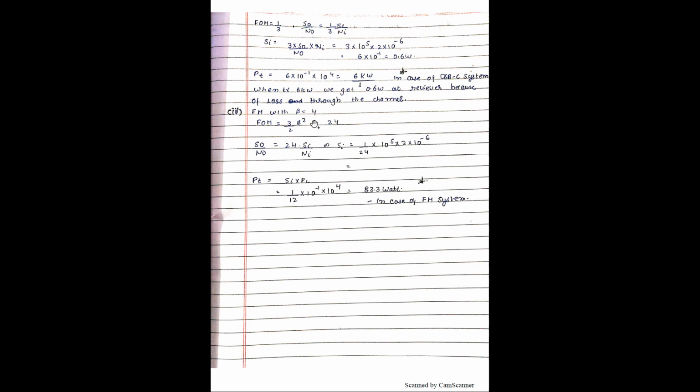Third case, FM with beta equal to 4. We know the modulation index in FM is beta, that is delta F by fm. That is given as 4, and the figure of merit in FM comes as 3 by 2 beta square. What is this? 24. It means the signal to noise ratio will be 24 times the signal to noise ratio at input. We can calculate SI from this. What will be the transmitted power? Signal into path loss, which is 3.3 watt power. This power we have sent from the transmitter.